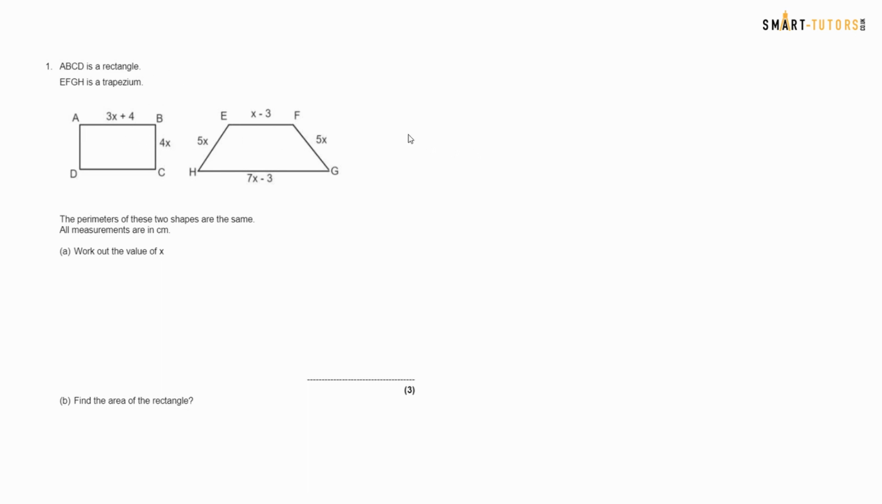So perimeter of ABCD is going to be 2 times the length, because 3x plus 4 is going to be, opposite sides are equal. So 3x plus 4, 3x plus 4. I put 2 times 3x plus 4 plus 2 times 4x. So if I work this out, expanding brackets, 6x plus 8 plus 8x. Collecting the like terms, 6x plus 8x is 14x plus 8. So that is the perimeter of the rectangle.